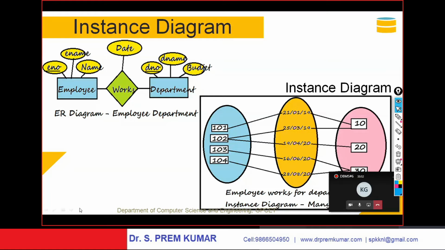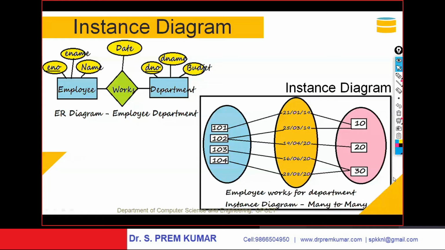I hope all of you are following, you are comfortable. Dear students, we just discussed this diagram. This is called an instance diagram. We'll have a small note on the instance diagram. Suppose this is the ER diagram, employees and departments, the same ER diagram we witnessed previously. I call this an entity relationship diagram, ER diagram. Employees are working for departments. This is a rough diagram, an overall picture, which is an ER diagram.